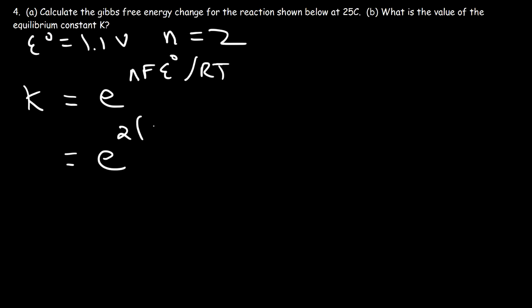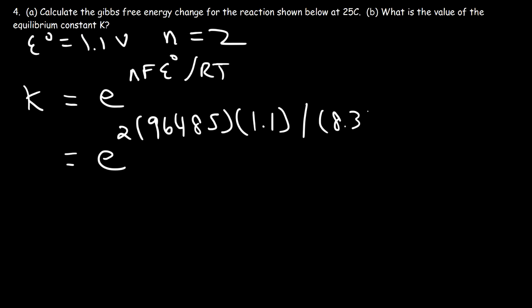So we know N is 2, F is 96,485, the cell potential is 1.1 volts, R is 8.3145, and T is 298 Kelvin, which is 25 plus 273. So go ahead and plug that into your calculator and see what answer you get.